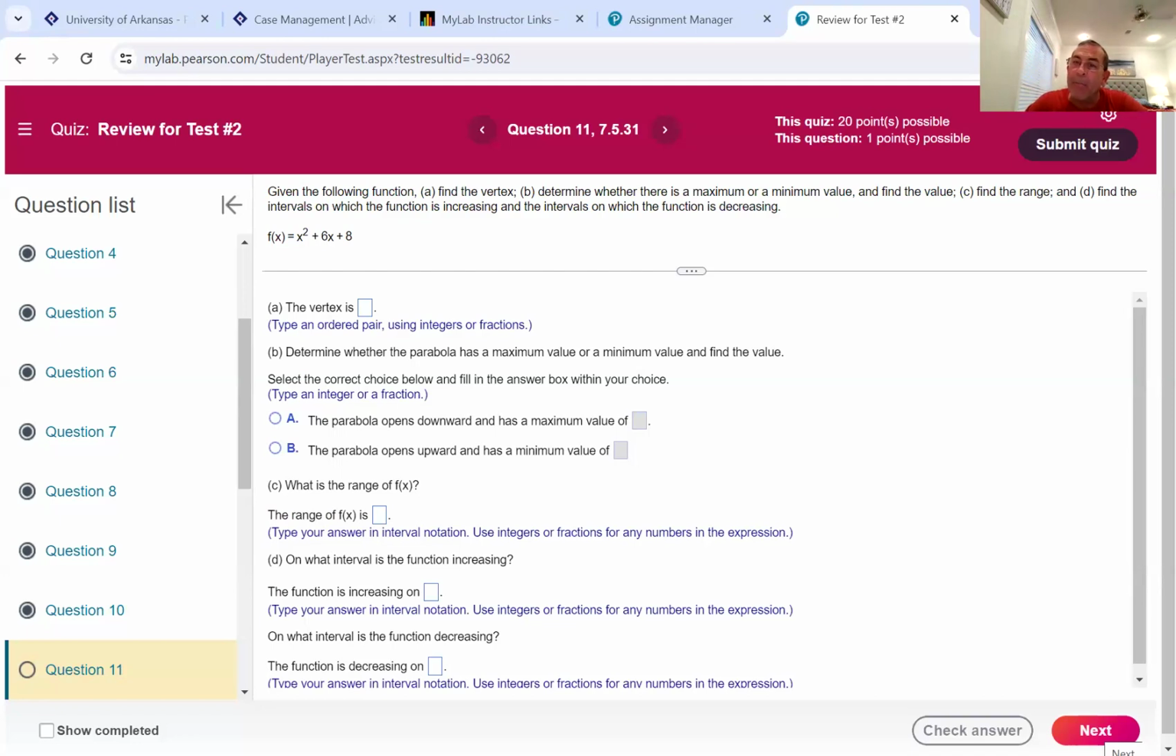Determine if there's a min or max and a value. So min or max, and we'll know the min or max, remember, by the A. If A is positive, we got a min. If A is negative, we got a max. And then they want the range, and then the intervals of increasing and decreasing.